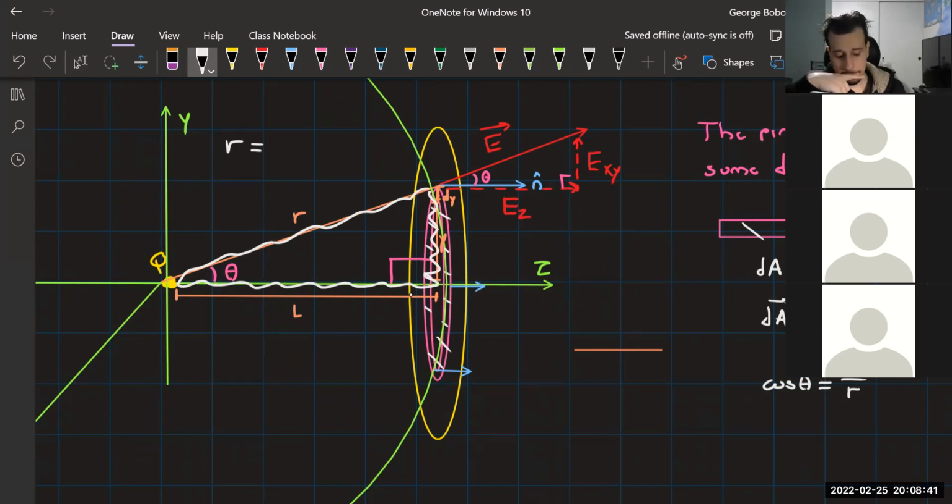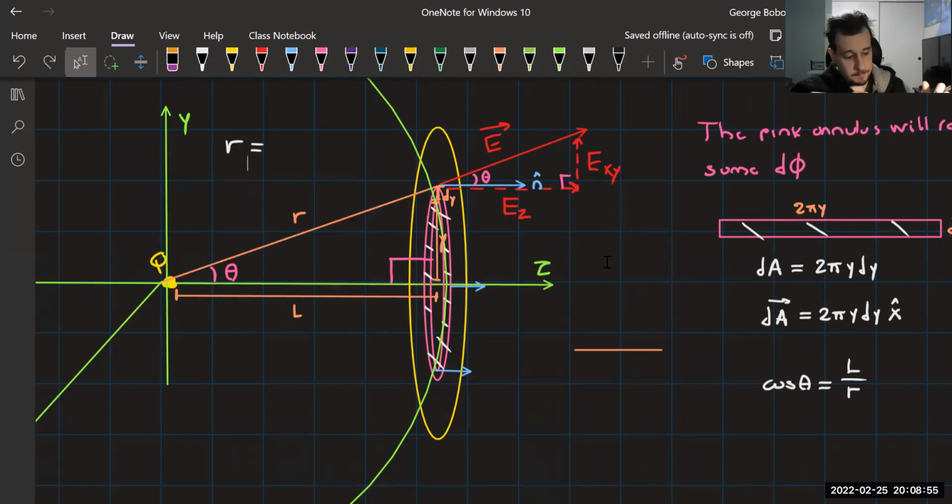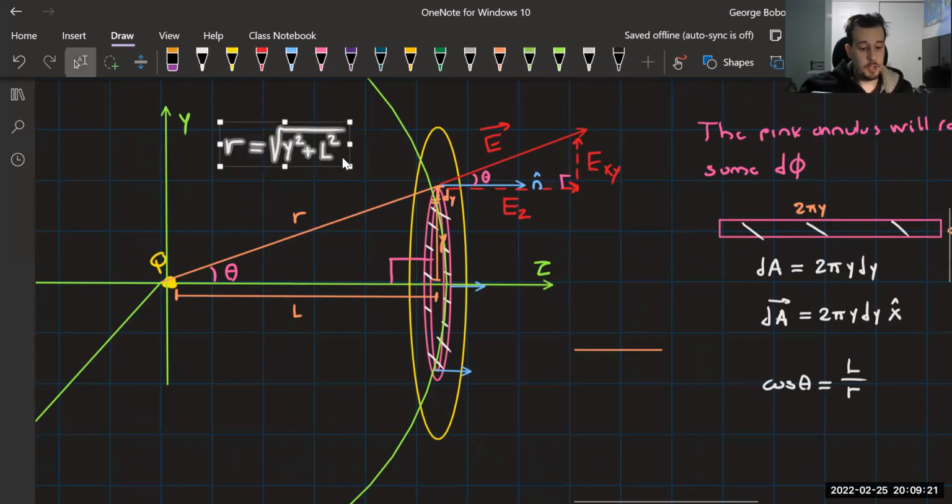What do you think, Leah? If you can hear me? R is equal to y over sine theta. I'm not going to want to go back to the theta world. I want to get away from that. So I probably want to use Pythagoras. So what's R going to be here? Y squared plus L squared, all under square root. Beautiful. All right, so we got that.